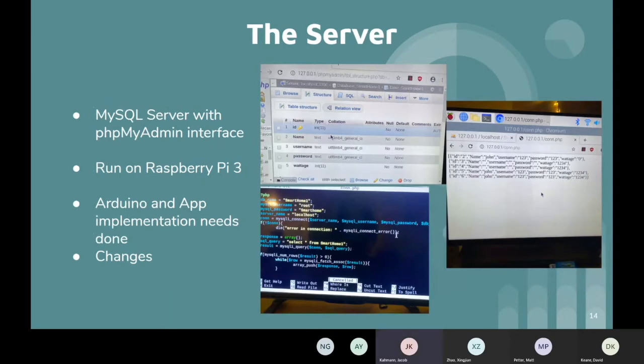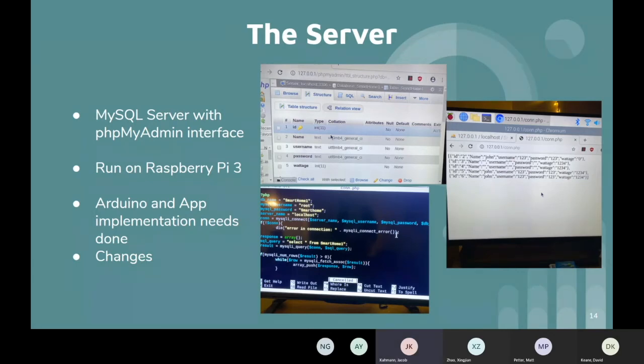As Matt mentioned in the previous slide, this is how our server works. It actually uses MariaDB, which is an open source version of MySQL. With this MySQL, we use phpMyAdmin to interface with the actual MySQL server. This is all done and run on a Raspberry Pi 3 using the Raspbian operating system.